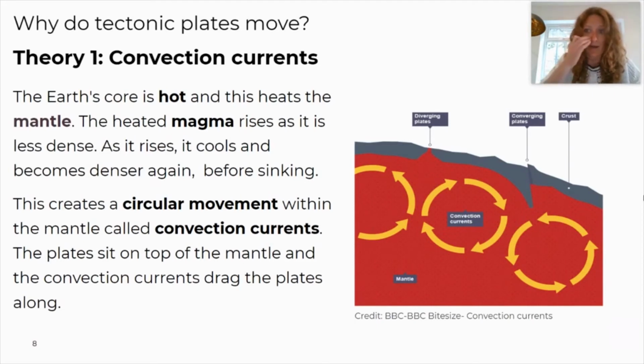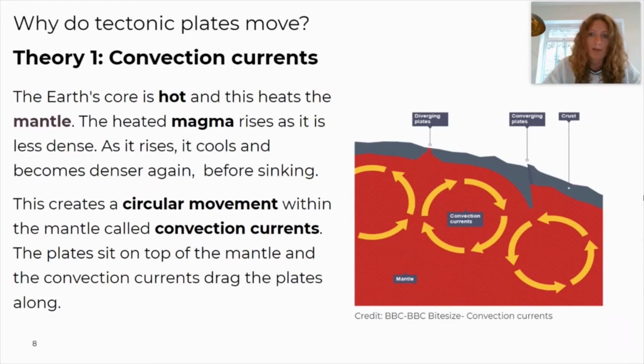So let's relate that to the diagram quickly. We've got the heated magma rising, which is indicated by the yellow arrows pointing up. It is less dense, but when it reaches the surface, it gets cooler, so it sinks again because it becomes more dense. This creates what's called a circular movement within the mantle, and they are called convection currents. What happens, and you can see it in this diagram, is the plates sit on top of the mantle, and then the convection currents drag the plates along.